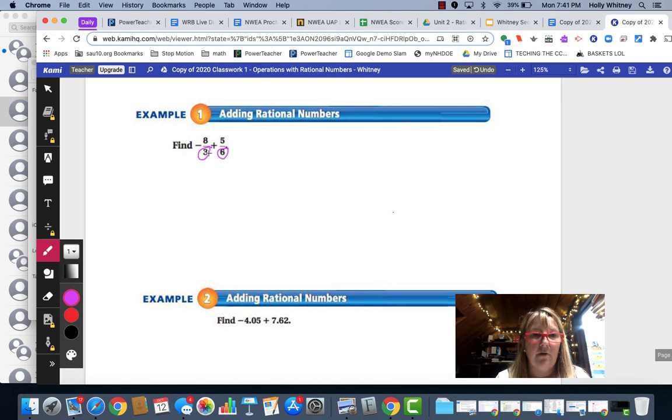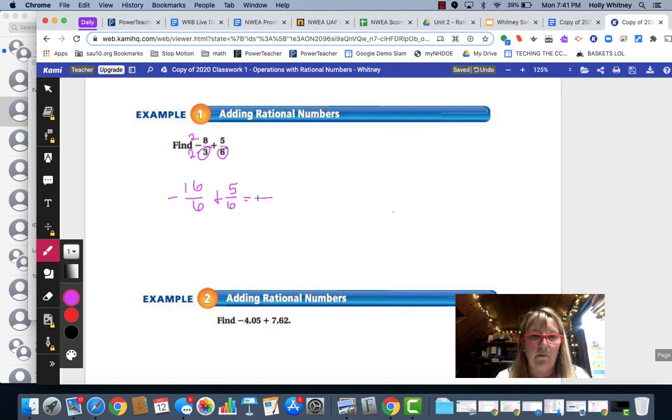So in order to change the 3 to a 6, we're going to multiply it by 2, and we're going to multiply the 8 by 2. Negative sign comes along for a ride. So we get negative 16, because 2 times 8 is 16. 2 times 3 is 6. So we get negative 16/6, and we're going to add it to 5/6.